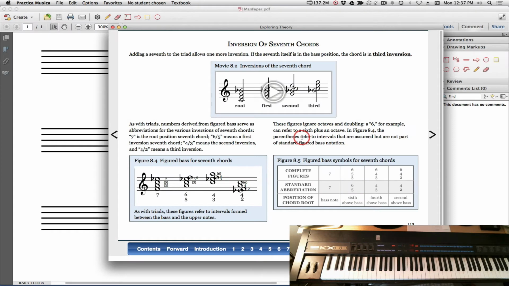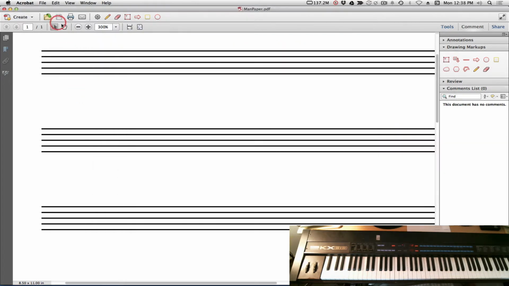This video will continue Chapter 8, talking about inversions of dominant seventh chords. So we have two different systems that we'll look at in how to name these dominant seventh chords. The first one we'll look at is the figured bass dominant 7 chord nomenclature. Let's go to our manuscript paper and look at a couple of these.